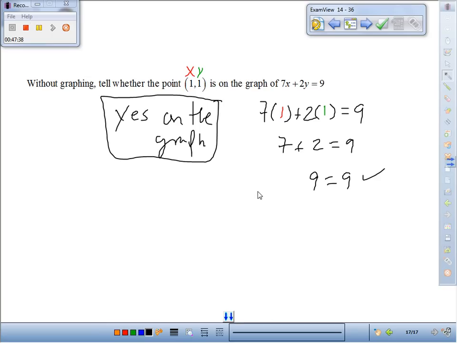All right, let's try another one. I want you to try the point (2, 3). See if that's on that line. Use the same equation, but check and see if that point's on the line.